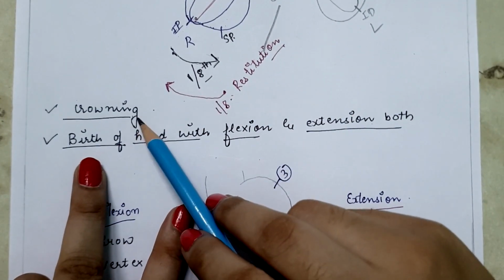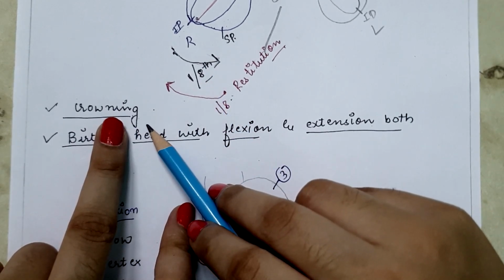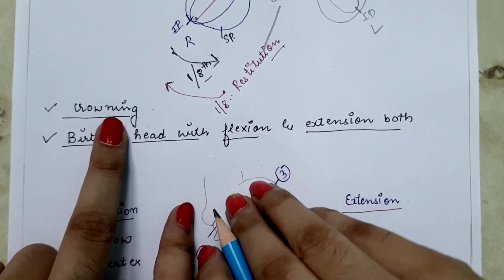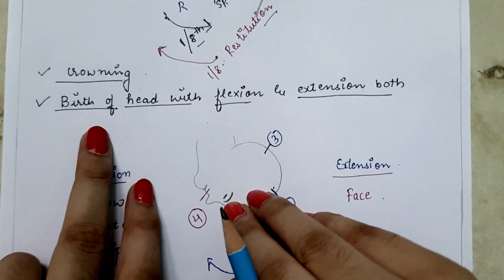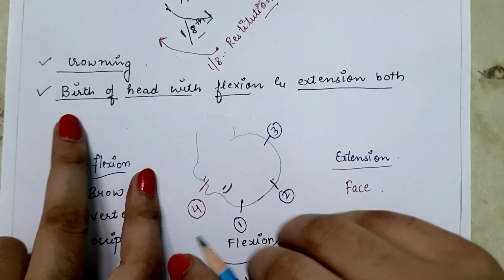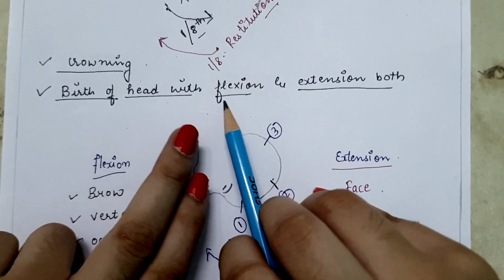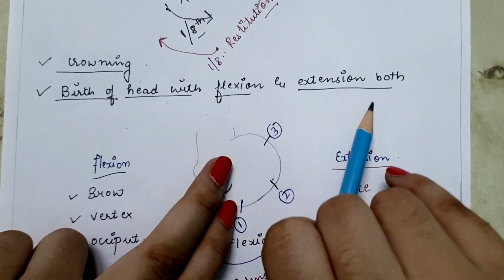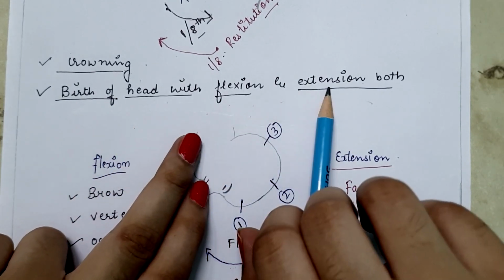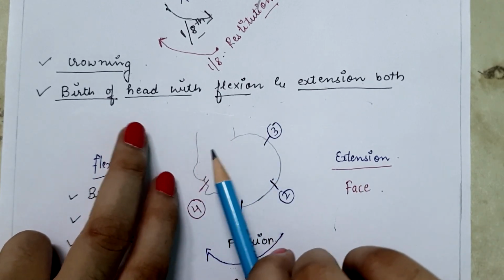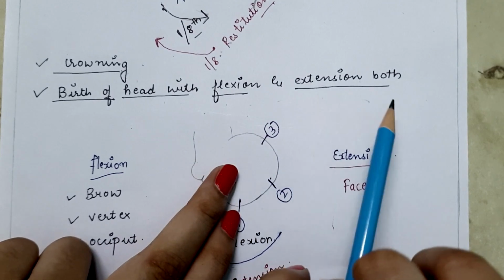Then crowning occurs when the biparietal diameter of the head stretches the vulval outlet, when the hairs of the fetus are visible from outside. And after crowning, next is birth of the head with flexion and extension both. Normally the birth of the head occurs with the extension only, but in the case of brow presentation, the birth of the head occurs with flexion and extension both.